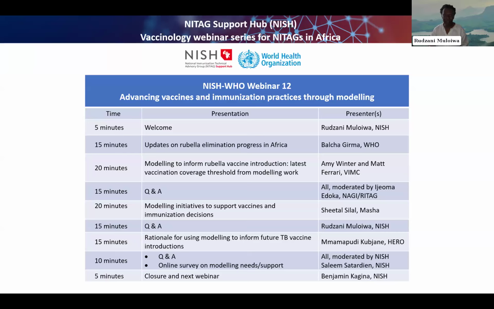So the first speaker is going to be Balcha Gema Masresha, who is a public health researcher, vaccinologist, and who is based at WHO. And we just thought it's quite important to have facts on the ground before we talk about modeling. He'll just update us on rubella elimination progress within the African continent.